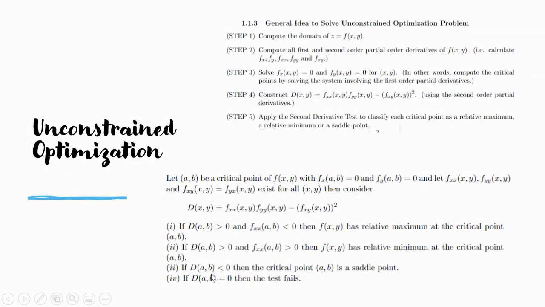But if the discriminant is less than 0, then it's a saddle point. And if it's equal to 0, then the test has failed. So those are just a few things to keep in mind, and these are the steps that you will use to solve unconstrained optimization.